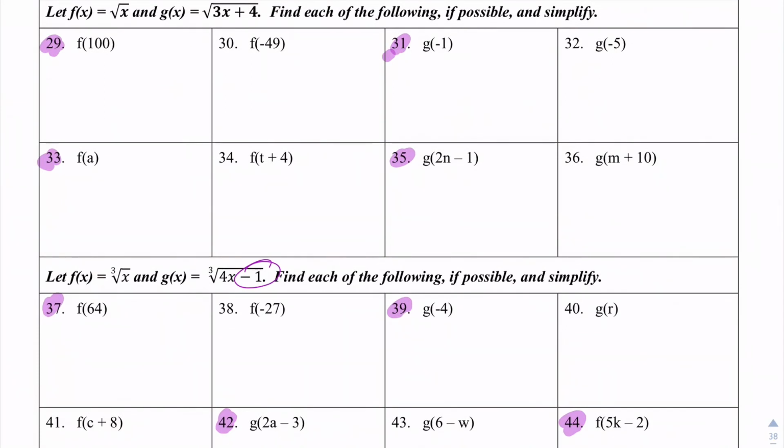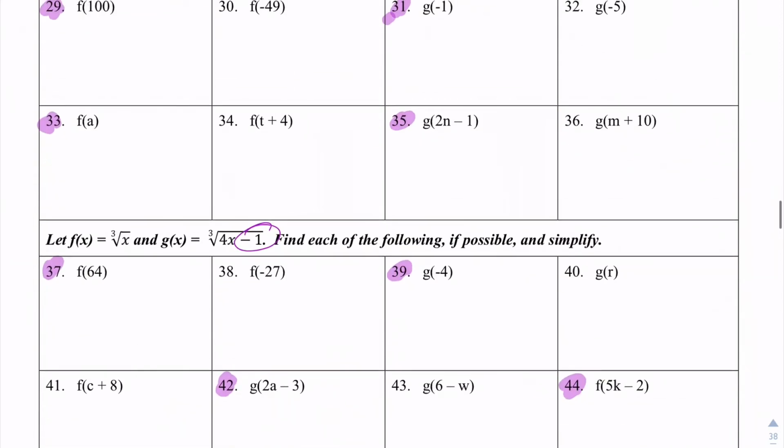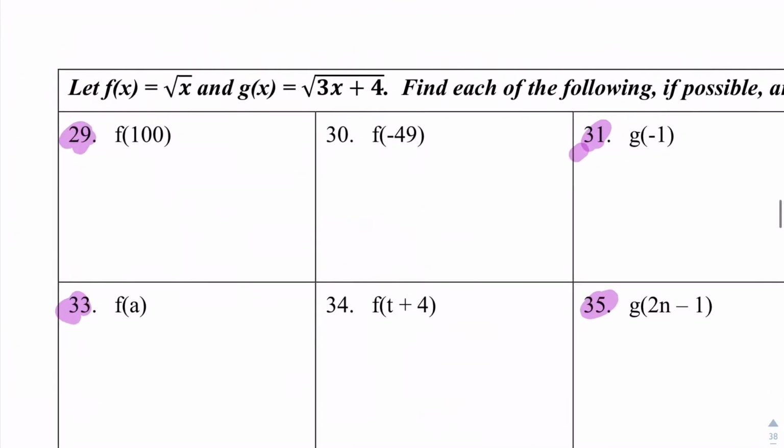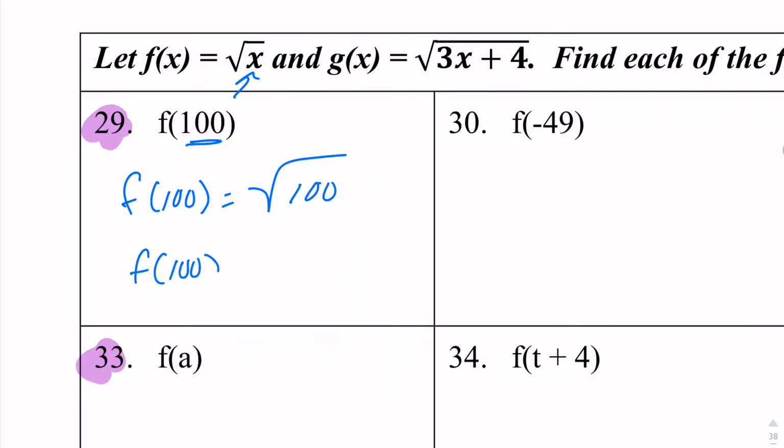In these next 2 sets of problems, 29 through 36 and 37 through 44, we're given an f function and a g function, and we're asked to evaluate. So in 29, we're asked to evaluate f of 100. First, it's an f function, which means we're going to plug it into f of x, which is just taking the square root. So when we evaluate f of 100, we're just taking the square root of whatever value we're given. So that's the square root of 100. So f of 100 is just 10. Square root of 100 is 10.